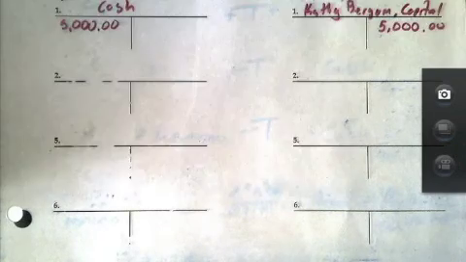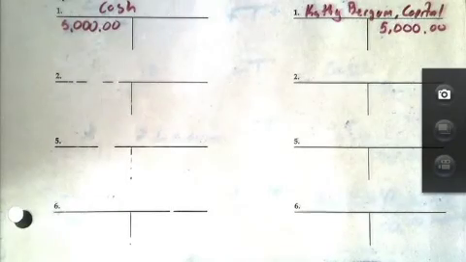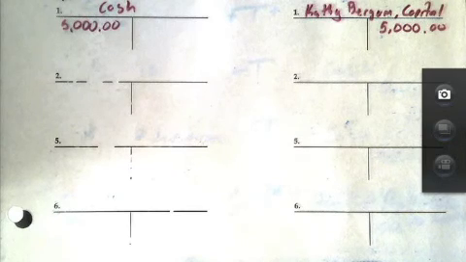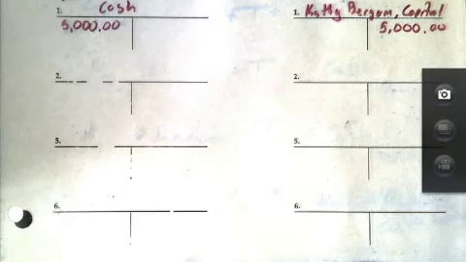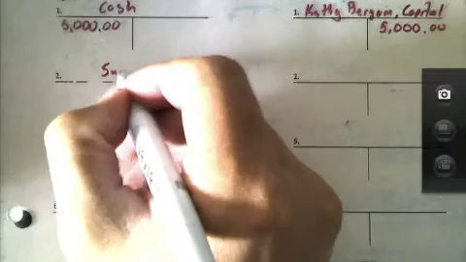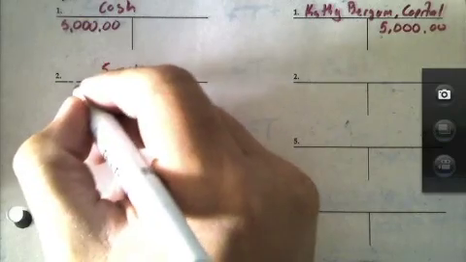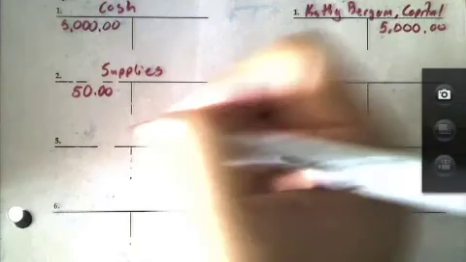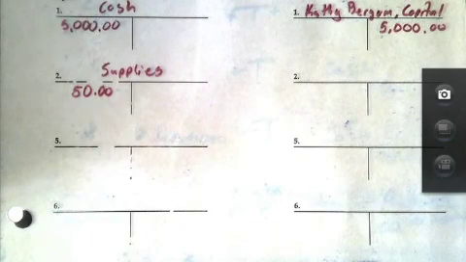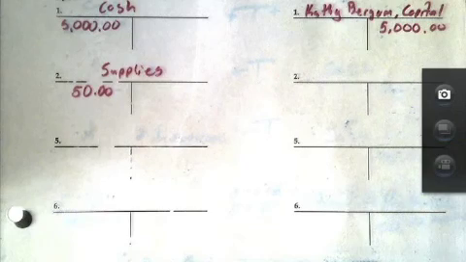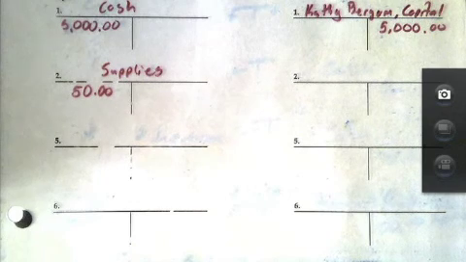Number 2, paid cash for supplies. Okay. What are the two accounts? Cash and supplies. Both are assets. So which one are we going to debit? Which one's increasing? Supplies. So we're going to debit supplies for $50. And Sydney, what are we going to do to cash? Cash. What are we going to do to cash? We're on number 2.